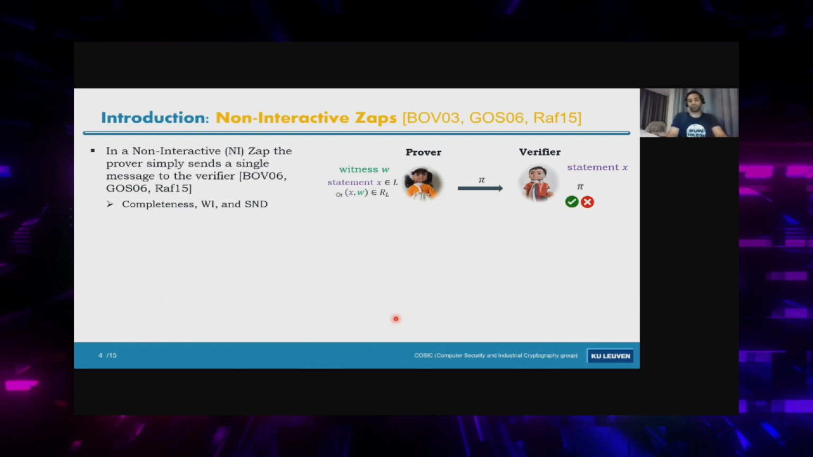ZAPs are two rounds, but in practice, sometimes we need non-interactive ZAPs, and those proof systems are just a single message from the prover to the verifier, as you can see here, and it's called the proof. And that again allows us to achieve completeness, witness indistinguishability, and soundness as before. And again, it doesn't need a trusted setup.